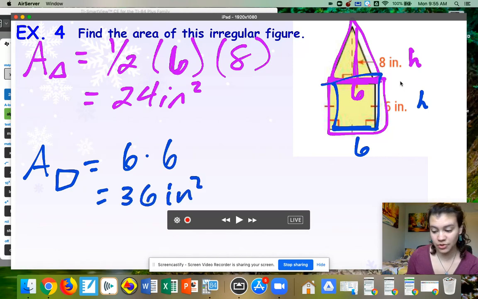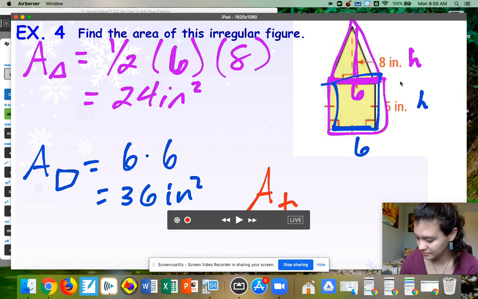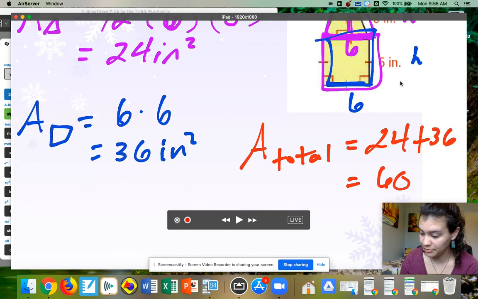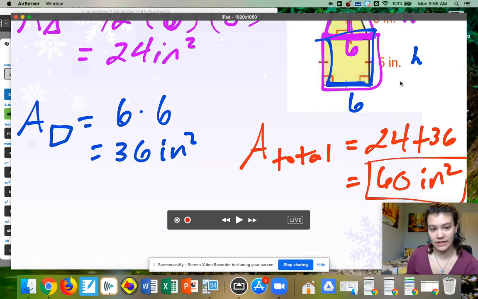So then your total area, you just want to add those 2 together. So area total is going to be 24 plus 36 for a total answer of 60 inches squared. So that's how you find that one. Break it up into different parts and do it all together.